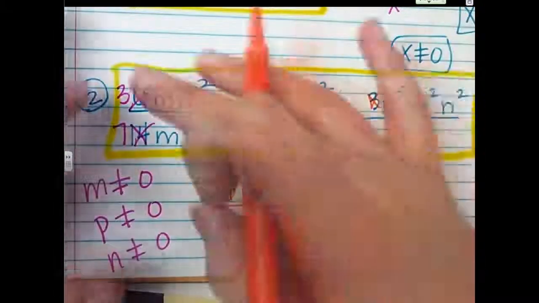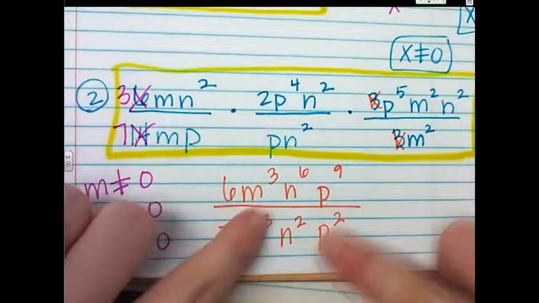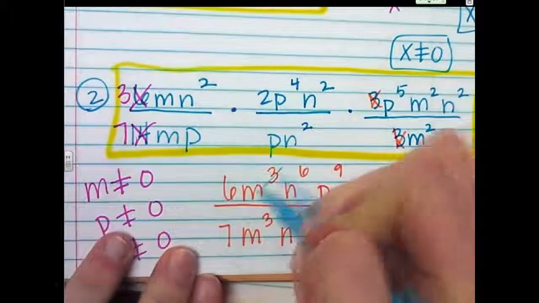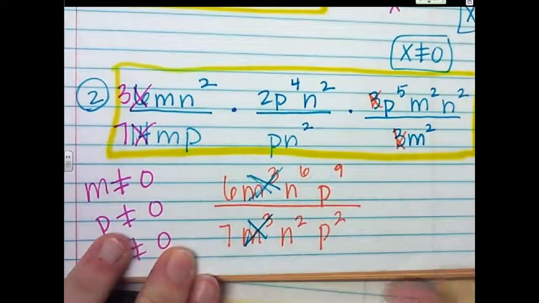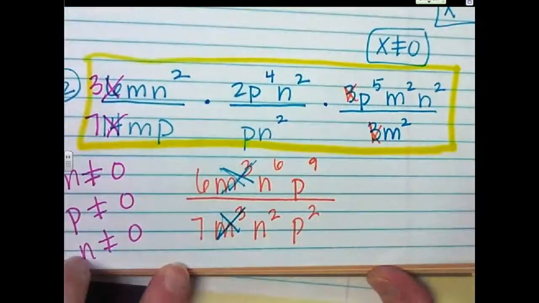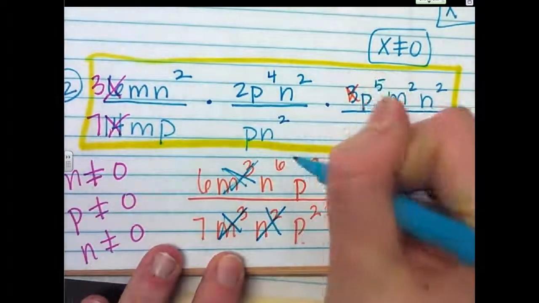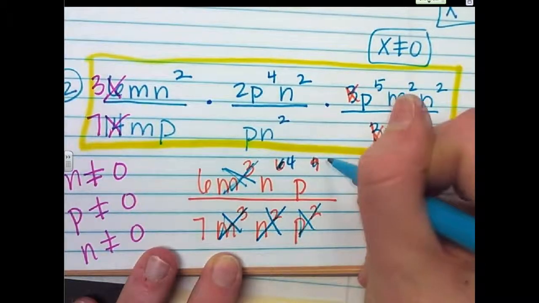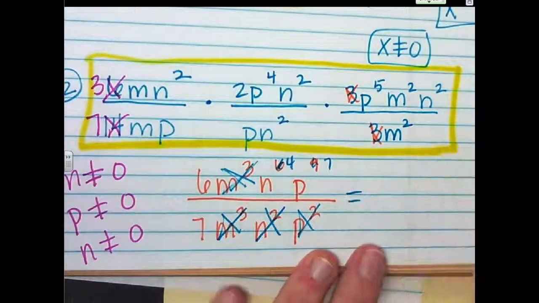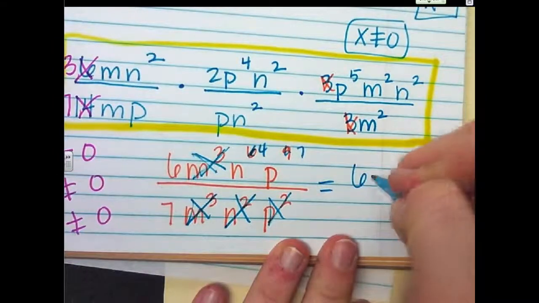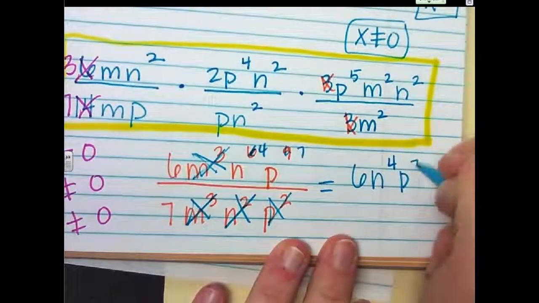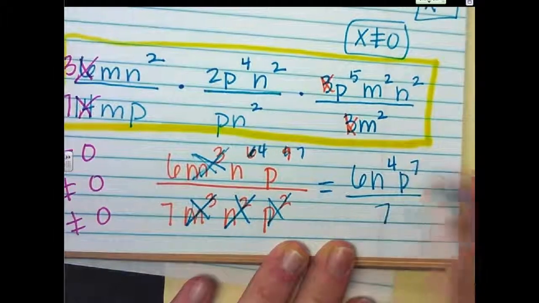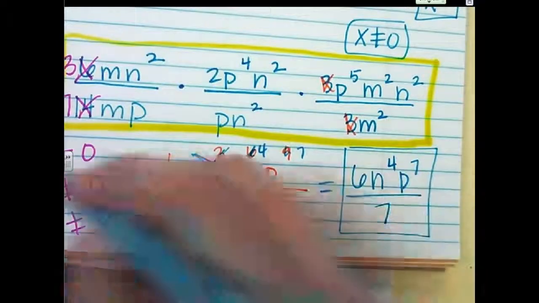Simplify your numbers, so you don't have to multiply anything crazy. But now I can see everything nice and easy. So 6 and 7 don't reduce. My n3s cancel completely. How many n's do I have left on top? 4. How many p's do I have left on top? 7. Just subtract. So final answer, 6 n4 p7 over 7. There's that, and then there's my restrictions.